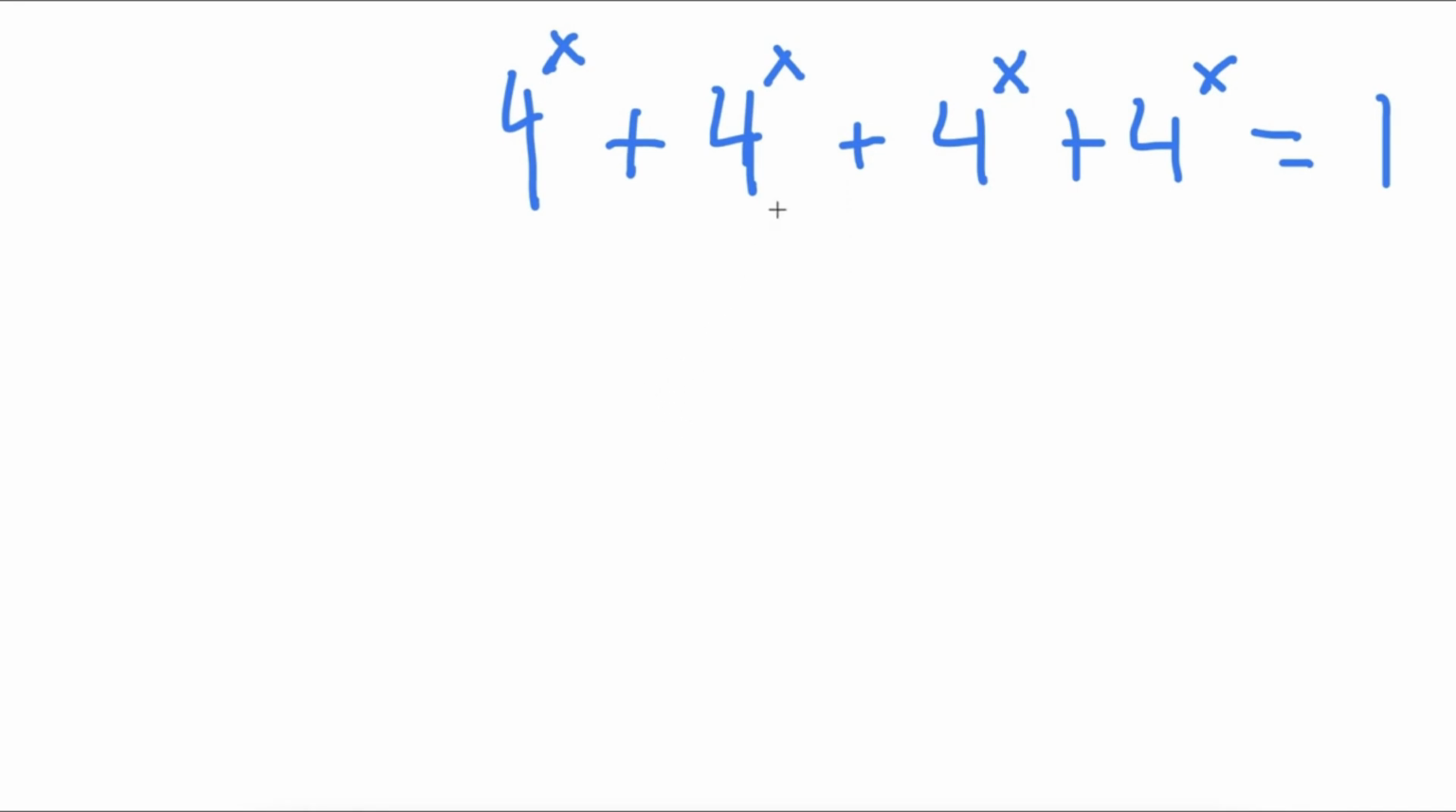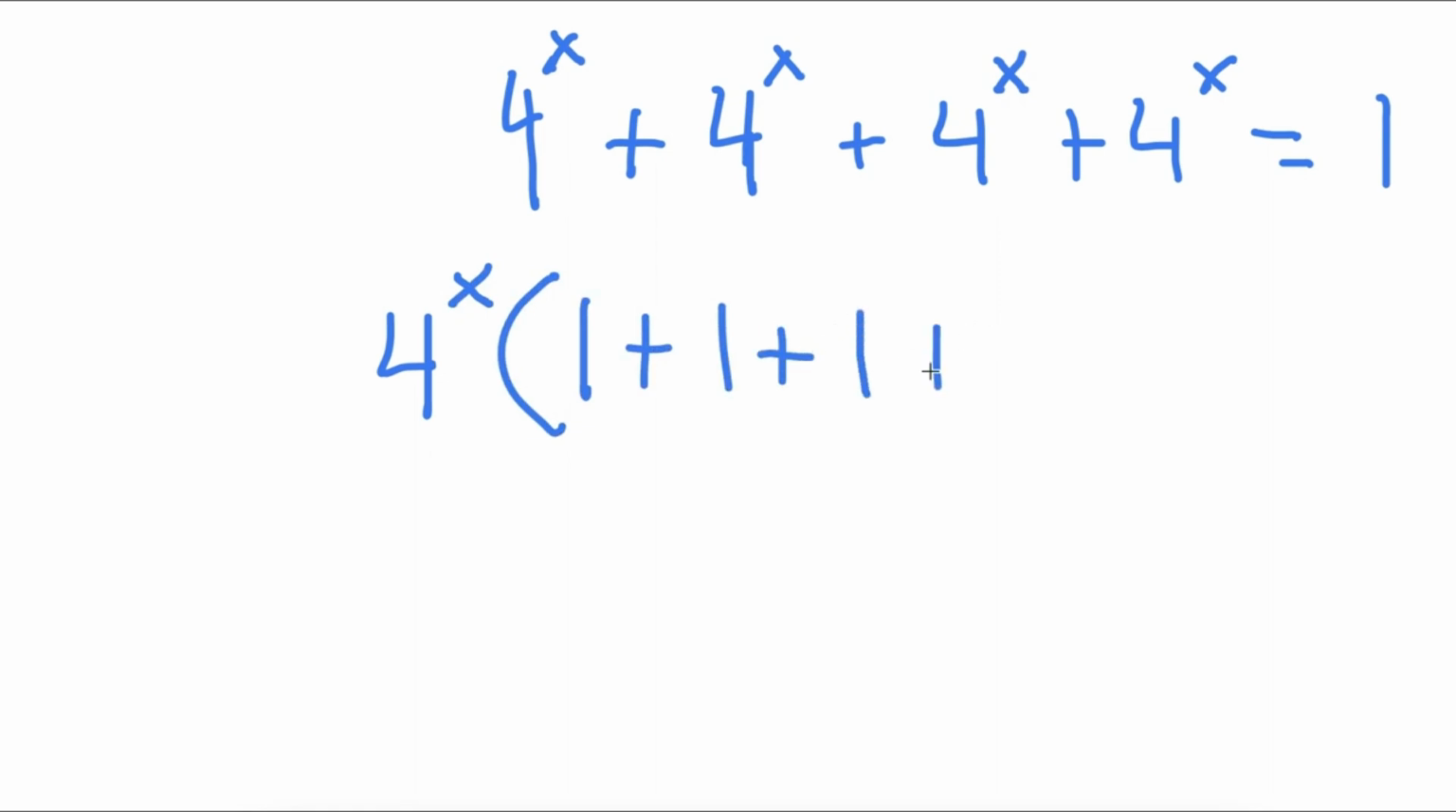Alright, so in this problem, I have 4 to the power of x plus 4 to the power of x plus 4 to the power of x is equal to 1. So the first thing I'm going to do is factor out 4 to the power of x. So now I have 4 to the power of x times (1 plus 1 plus 1 plus 1) is equal to 1.